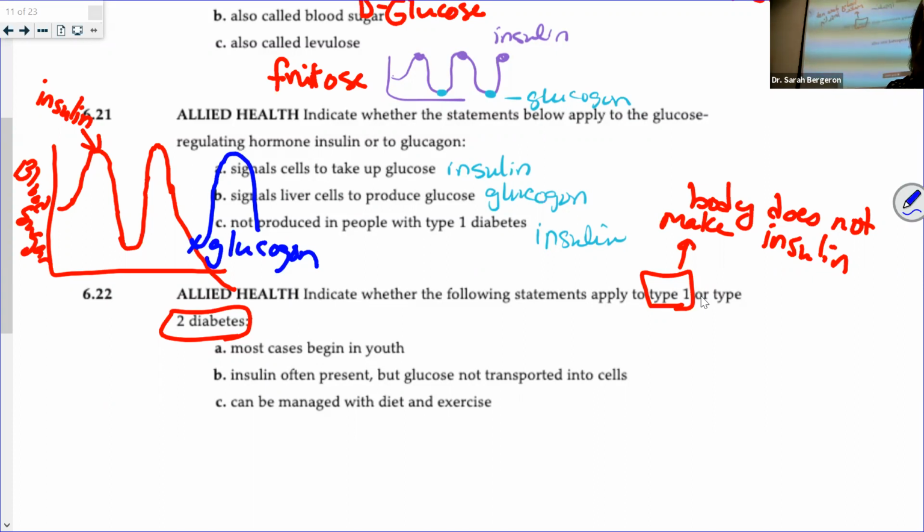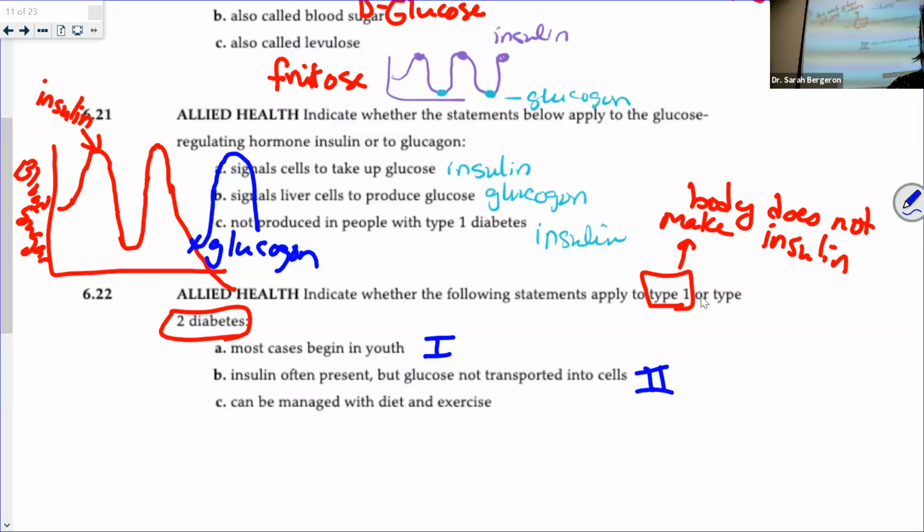Okay, all right. So let's answer our questions. Most cases begin in youth. Is this type 1, you think, or type 2? Type 1, because if your body doesn't make insulin, it's a genetic thing. It's never going to make insulin. So we're going to see that in patients who are really, really young. B, insulin is often present, but glucose not transported into the cells. Type 2, you've made the insulin. It's just not telling, the cells aren't responding to it.